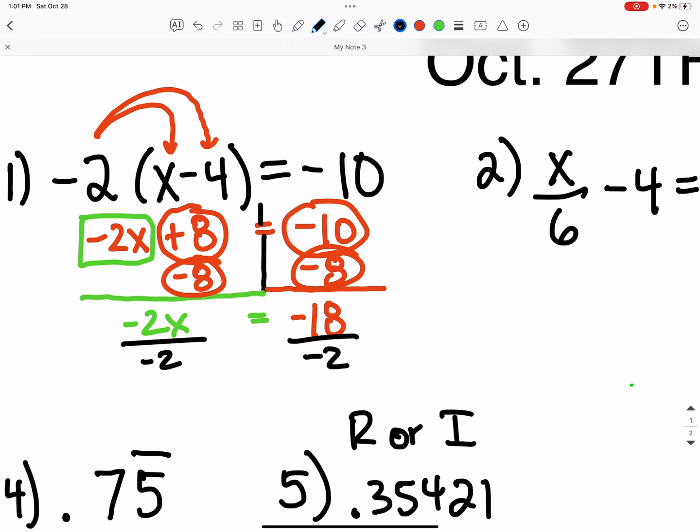Top versus bottom. Make sure you put -2 on the bottom because -2 kills -2. X equals, the two negatives cancel out. 18 divided by 2 is 9.